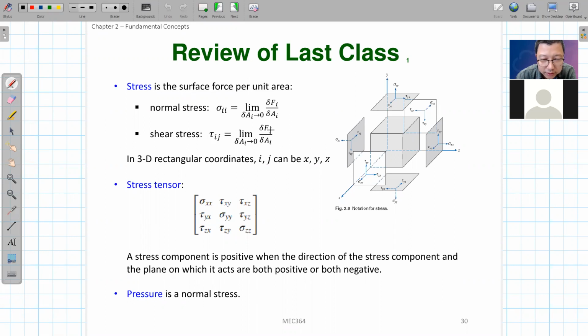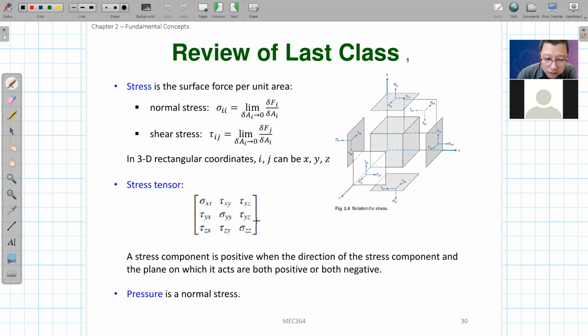And also for the force direction, if it is also in either the positive x, positive y, or positive z, so in that case both the area and the force are in the positive directions, or if they are both in the negative directions, we consider that this stress is positive. If one of them is positive and the other is negative, they are not both positive and not both negative, we consider it a negative stress value.